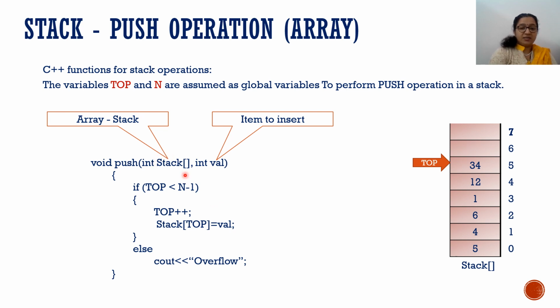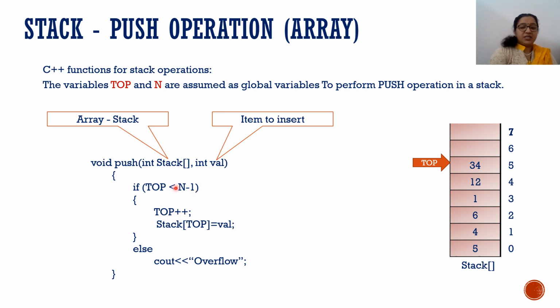So 2 arguments we are passing from the calling place, that is from main. One is array and the other one is the insert value. Okay, now brace open. If top less than n minus 1. So top, n, these are 2 variables, but we didn't declare it here. These are global variables. We can declare that global variable just above the main, not inside any block. So if top is less than n minus 1, that means we are checking if there is any space or not.